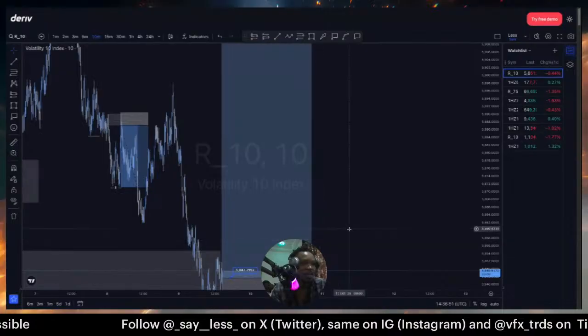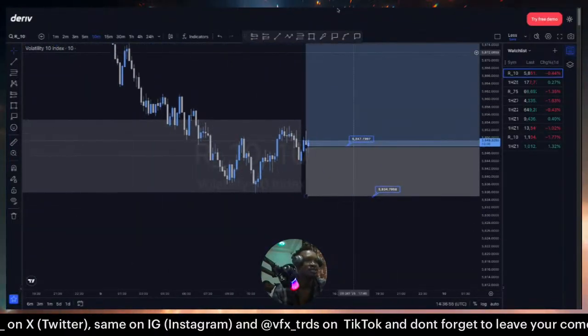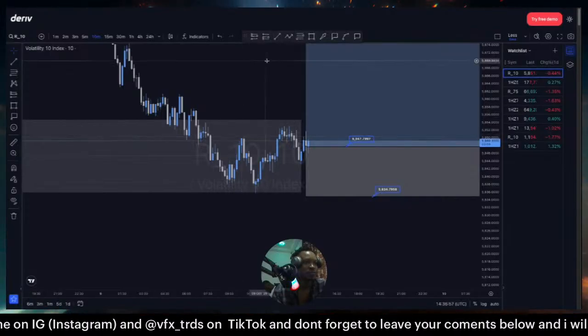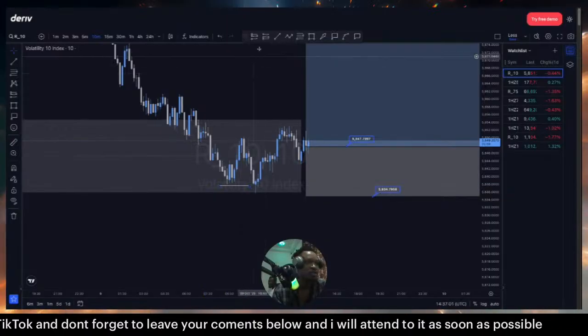Yeah, so now look at what I see at that zone. You see this break of structure here? It cleared liquidity here. Cleared liquidity.